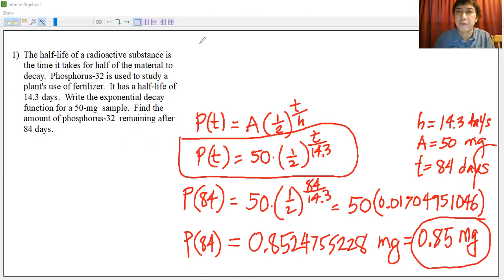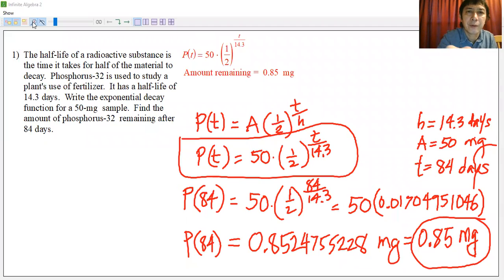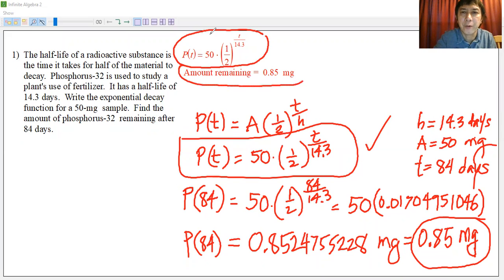All right, this goes to our first number. Let's see it from the computer. Okay. This is the required exponential decay function. And this is the required remaining amount at 0.85 milligrams. So it looks correct. All right, so that goes to our first number. Let's continue with the second.